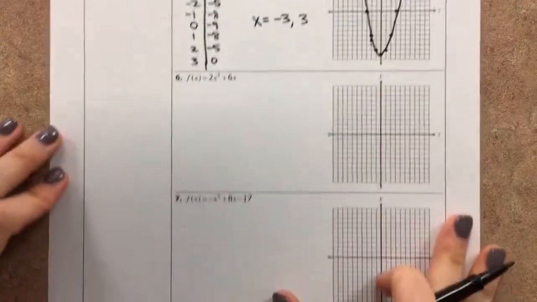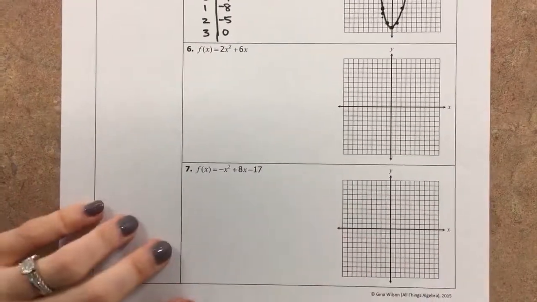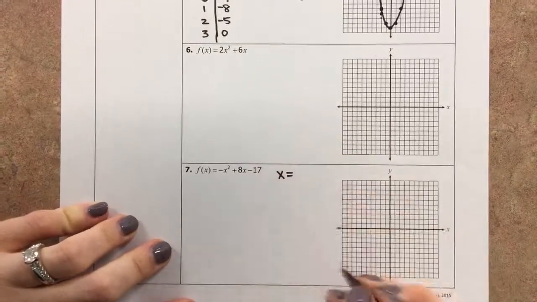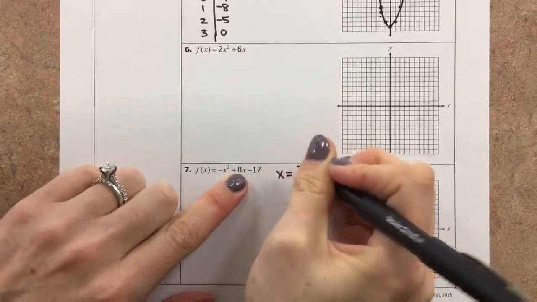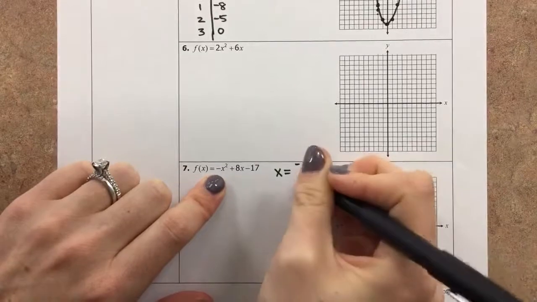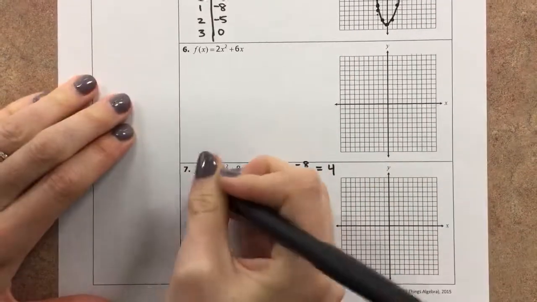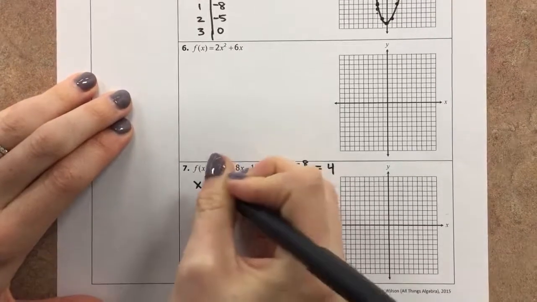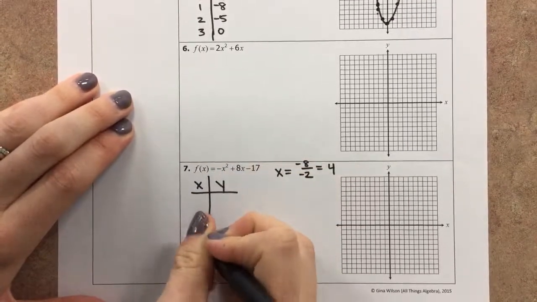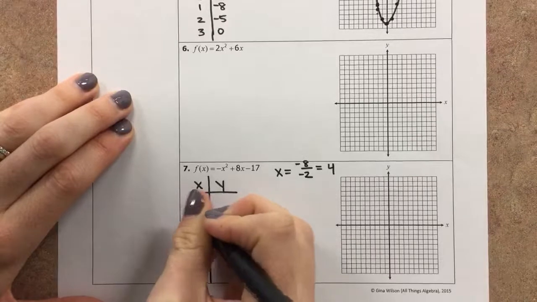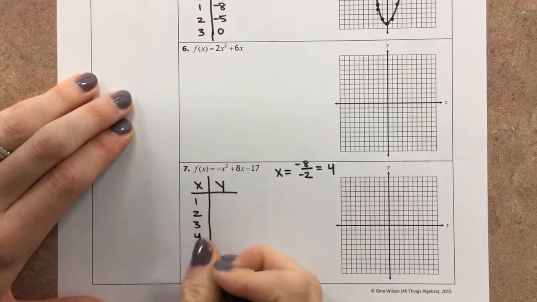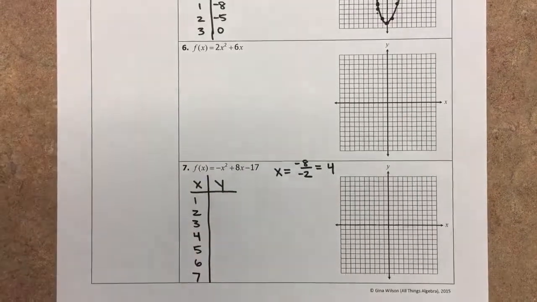Okay, we're going to do one more for this set. That would be this one right here. So we can do x equals -b, which would be a -8 over 2a, and that would be 2 times -1. So that would be -2. So this is 4. So 4 is going to be the x coordinate that we put right in the center of our table. So right here, then we go down, 3, 2, 1, go up, 5, 6, 7.